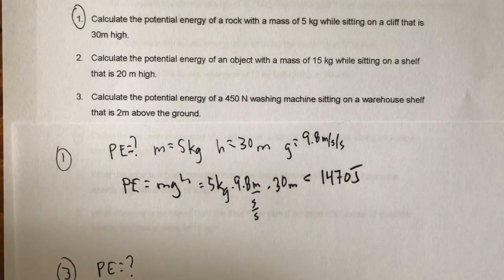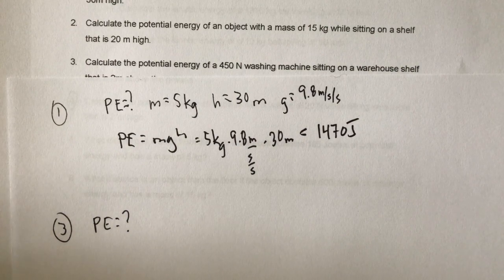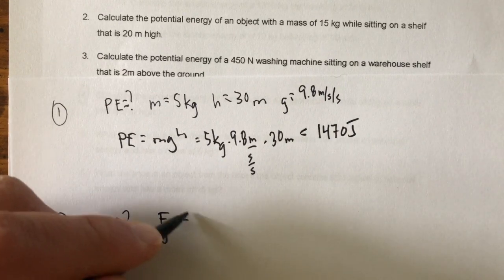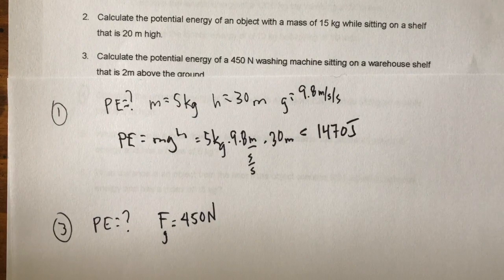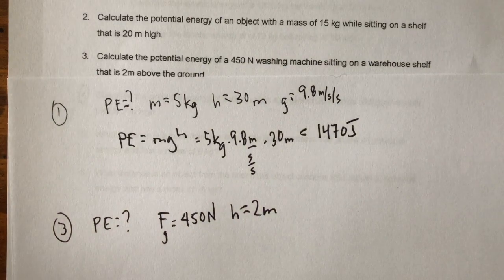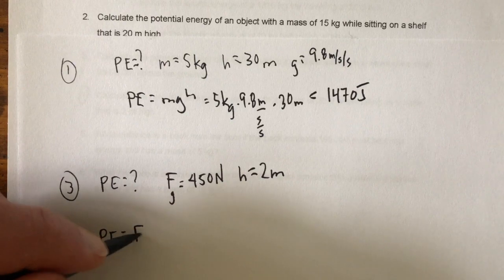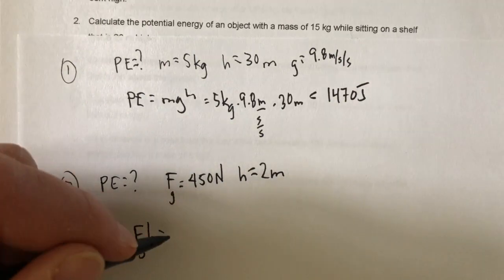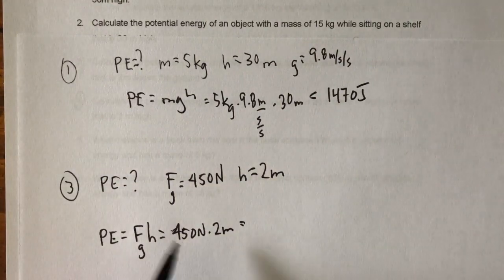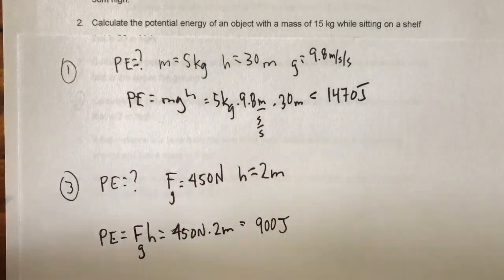And what are we given in this problem? In this problem, we are given that the washing machine is 450 newtons. Well, remember, newtons measure force, so that's actually my weight, 450 newtons. And it's sitting 2 meters above the ground, so that's my height. And the equation here is PE equals weight times height. So that's going to be 450 newtons times 2 meters. And I won't get the calculator up for this, but it's 450 times 2, that's 900 joules.